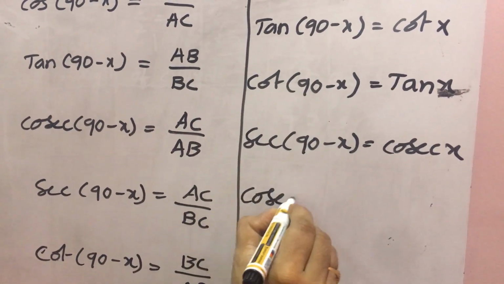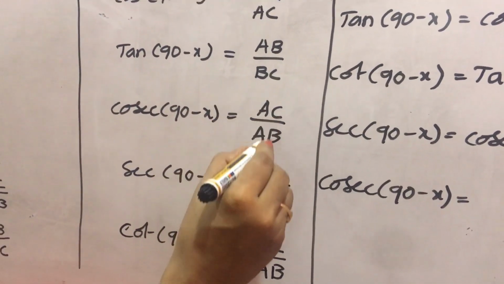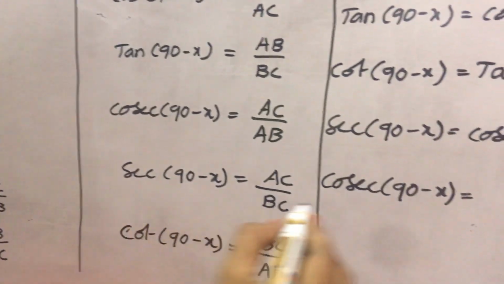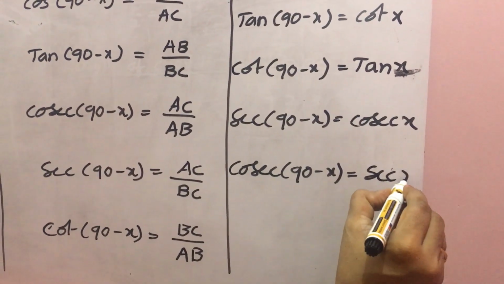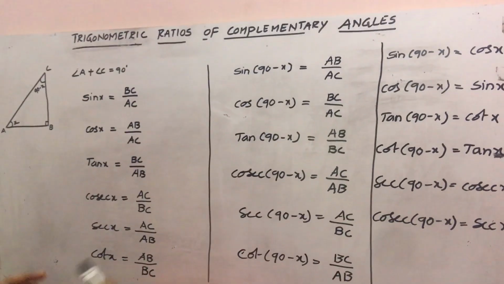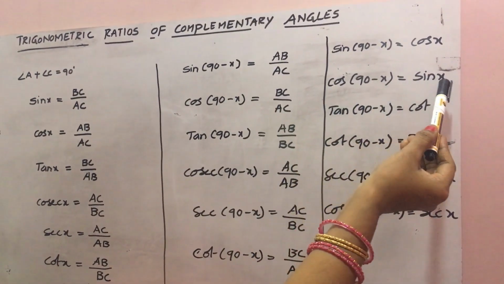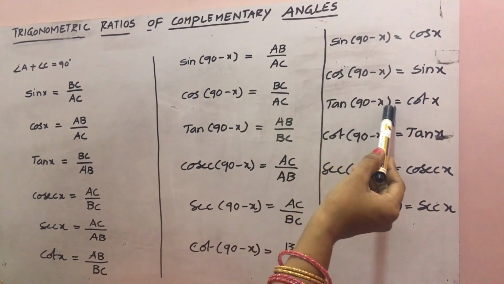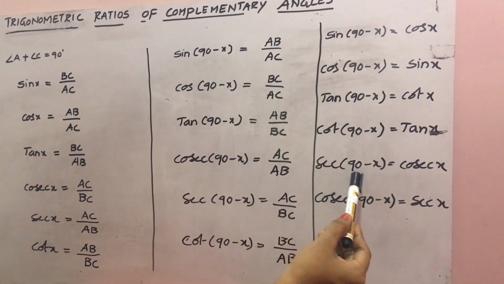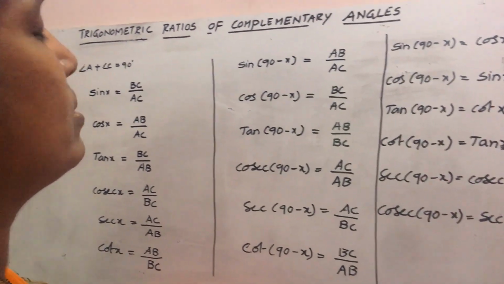Now you see cosec(90 minus x) is equal to, what is the ratio of cosec(90 minus x)? AC by AB. See here, AC by AB is equal to sec x. Cosec(90 minus x) is equal to, we can write, sec x. By observing all these complementary angles, we can conclude that sin(90 minus x) is equal to cos x, and cos(90 minus x) is equal to sin x, tan(90 minus x) is equal to cot x, and cot(90 minus x) is equal to tan x, and sec(90 minus x) is equal to cosec x, cosec(90 minus x) is equal to sec x.